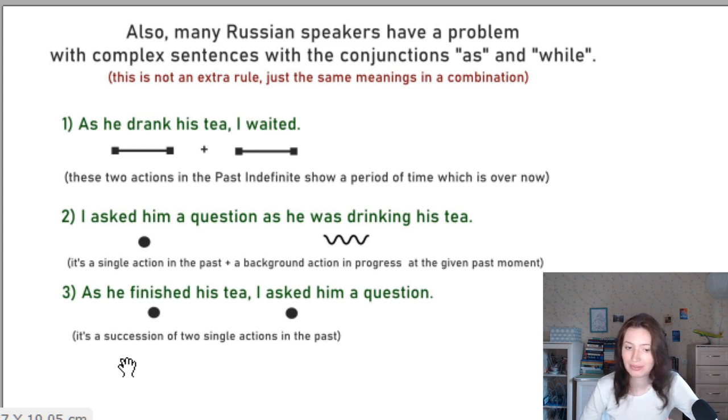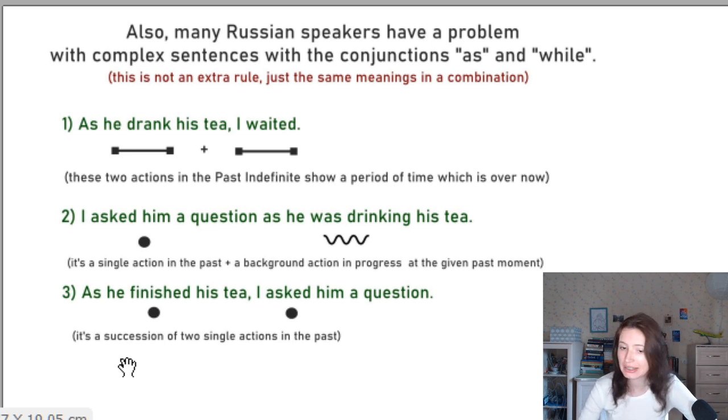Then number 3, as he finished his tea, I asked him a question. Как только он допил чай, я задала ему вопрос. So in this case, as is translated as как только, it has the meaning of a conjunction when there is a succession, right? Something happened earlier than the other thing. And as he finished his tea, I asked him a question is just a succession of two single actions in the past. So I would suggest that we don't pay much attention to this rule as a rule, and we just remember that the conjunction as has a lot of translations, and you translate the conjunction based on what kind of tenses you have in the sentence, right?